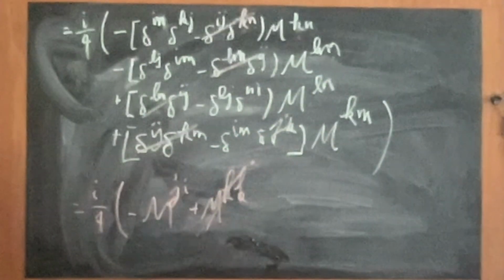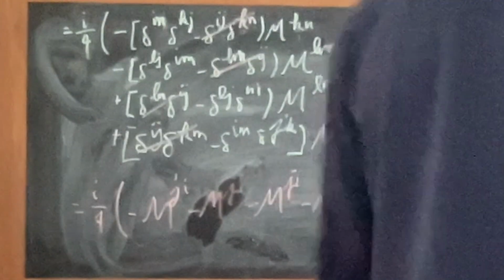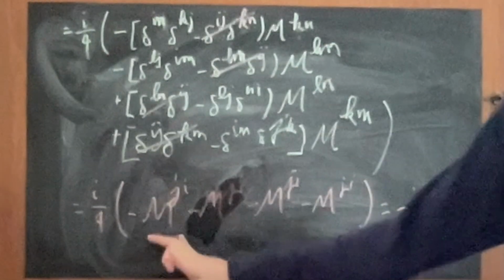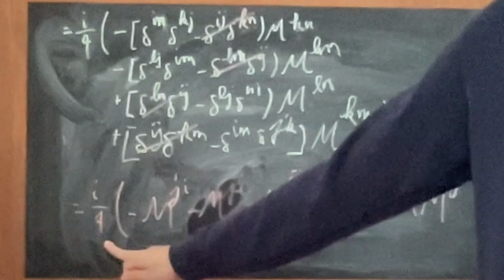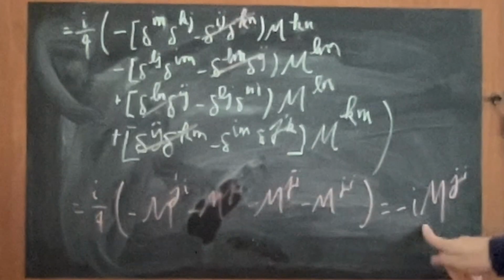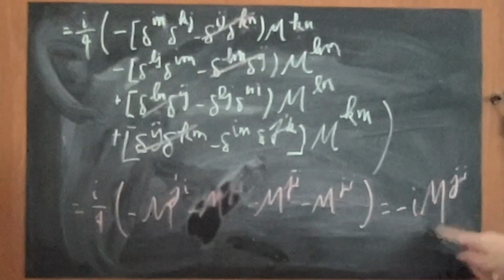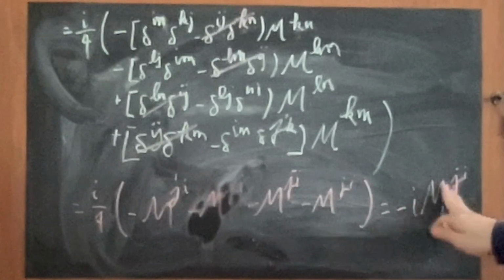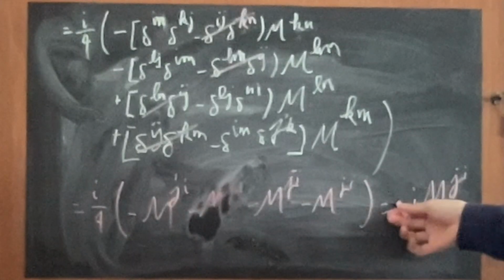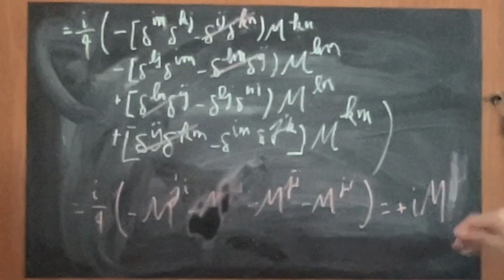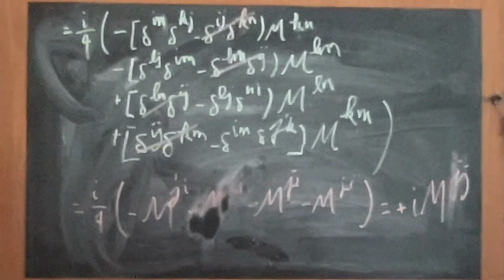because of all the remaining non-vanishing delta symbols, which I'll write out now. If you work it all out, you should get 4 negative M ji's, and since there's a factor of a quarter here, it should just cancel out to give you negative i M ji. If you want to flip the indices of ji to ij, you change this to a plus sign, and this becomes ij. That's how our expression looks.